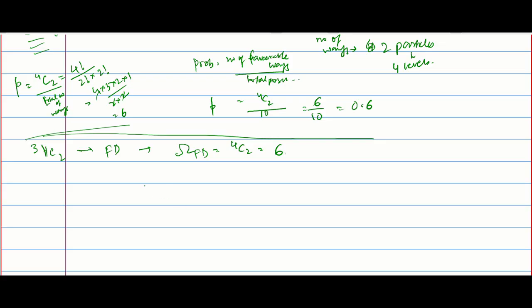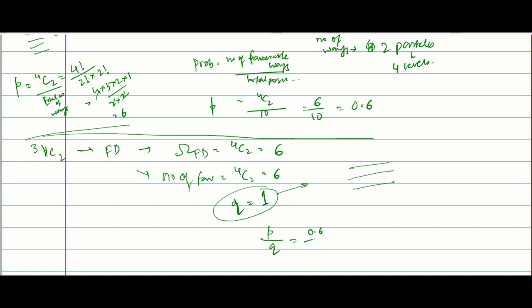Now what is the total number of favorable ways? Number of favorable ways, which is different levels. We know that in FD statistics it has to be in different levels. So again it's 4C2, it's 6. So small q is 1. Now again we could have just said 1 without any calculation, because in FD statistics the particles will anyways be distributed in different levels. It always has to be the case. So q is 1, so p by q is 0.6 divided by 1, which is 0.6.